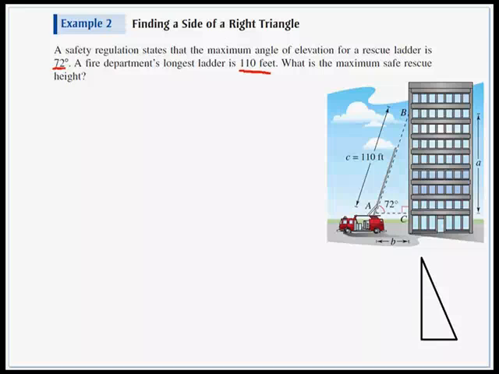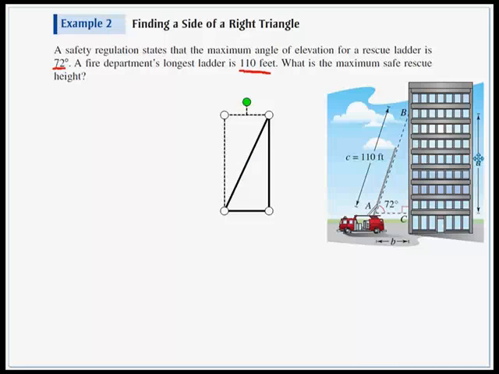So let's see here. I'm going to orient this picture, or the right triangle, sort of like what we see in the picture. Here we know this angle is 72 degrees. That's our maximum safe angle, 72. The length of the ladder, which is the hypotenuse of this triangle, is 110 feet.